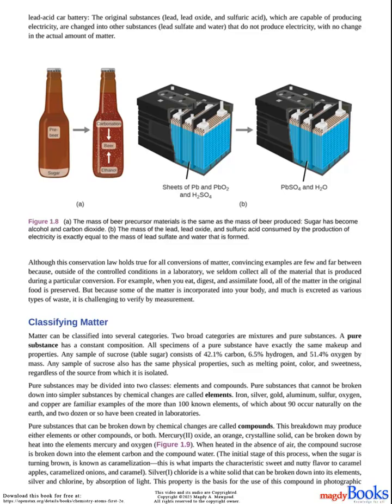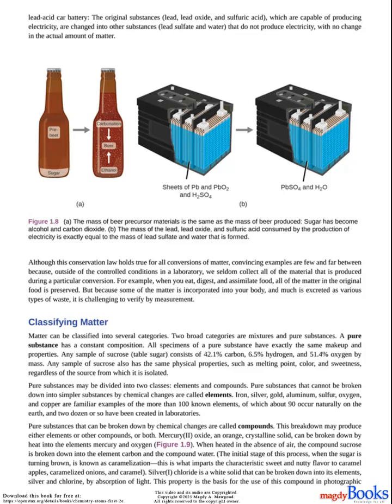Pure substances that can be broken down by chemical changes are called compounds. This breakdown may produce either elements or other compounds, or both. Mercury oxide, an orange, crystalline solid, can be broken down by heat into the elements mercury and oxygen, Figure 1.9.